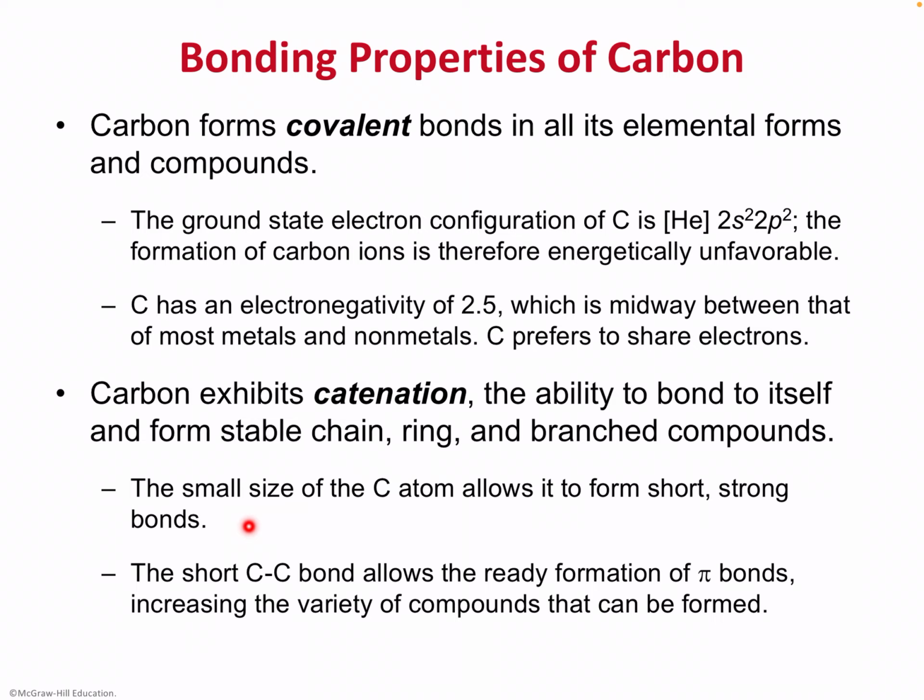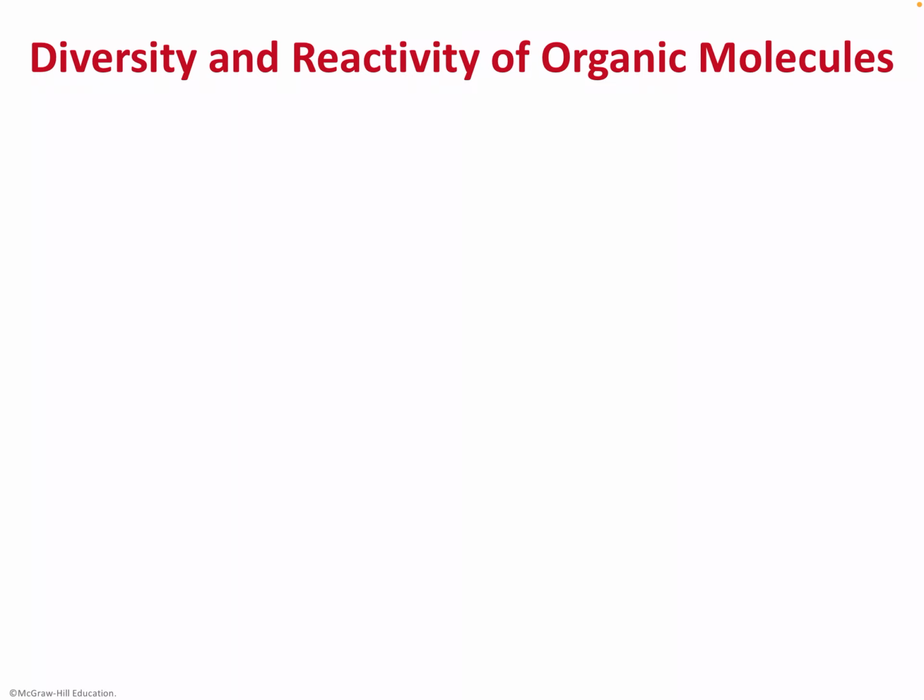The small size of the carbon atom allows it to form short, strong bonds. The short carbon-carbon bond allows the ready formation of pi bonds. Remember the pi bonds? They form after the sigma bond, right? You can have pi bonds in double bonds and triple bonds. The short carbon-carbon bond allows the ready formation of pi bonds, increasing the variety of compounds that can be formed. We will look into these pi bonds again.